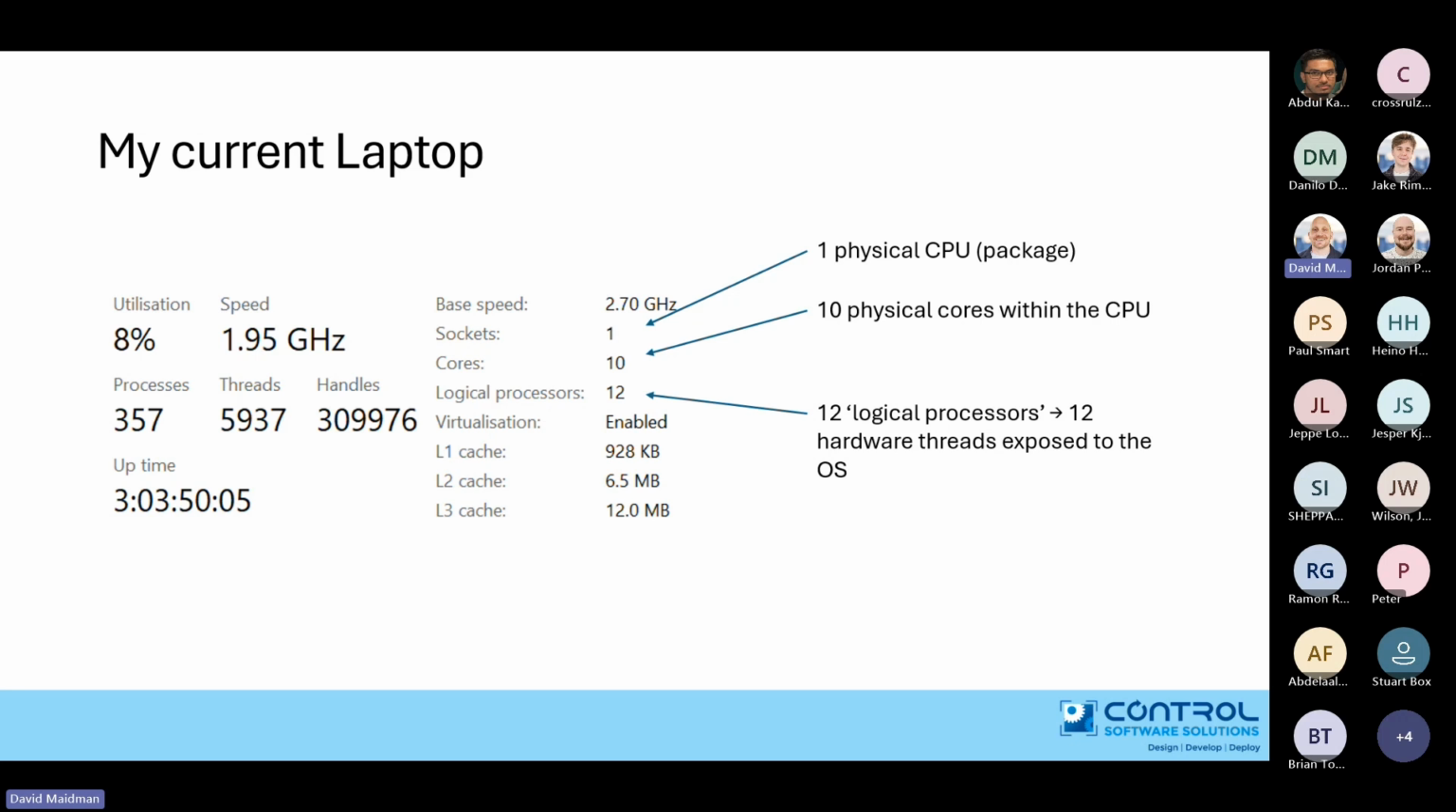The reason that we've got more processors than we have cores is that some of those cores support hyperthreading. On a core that supports hyperthreading, you have 2 execution streams. Don't worry about that too much at the moment; we'll come on to that later. So for my laptop, I can see 12 logical processors, which we can view as 12 hardware threads exposed to the operating system.